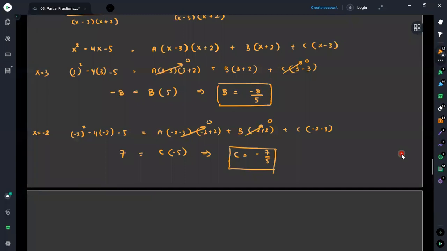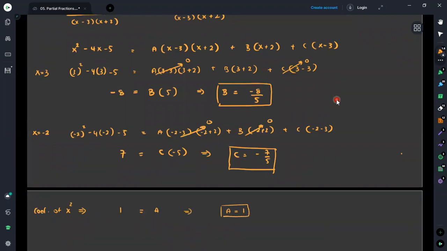Now we need to get the value of a. To get the value of a, we can easily equate the coefficients of x squared. Equating the coefficient of x squared on the left hand side, we are getting 1. And here we are getting x squared times a, so we get a. Simply, we can say the value of a is equal to 1.